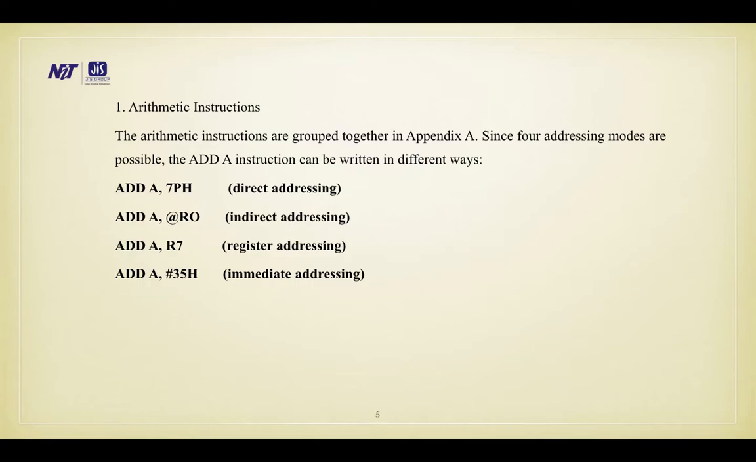Arithmetic instructions. The arithmetic instructions are grouped together. Since 4 addressing modes are possible, the ADD A instruction can be written in different ways. ADD A, 77H, direct addressing. ADD A, @R0, indirect addressing. ADD A, R7, register addressing. ADD A, #35H, immediate addressing.